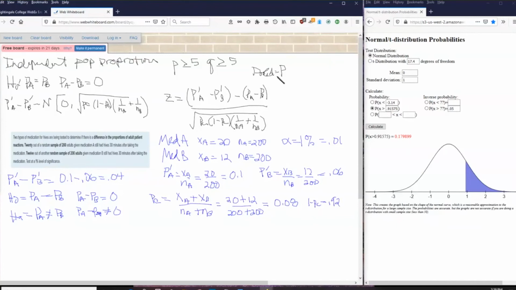And it looks like, according to my notes, your book has the equations written in a couple of different ways. So that's something you want to be careful of. But it's going to be the x of A plus x of B all over n of A plus n of B.